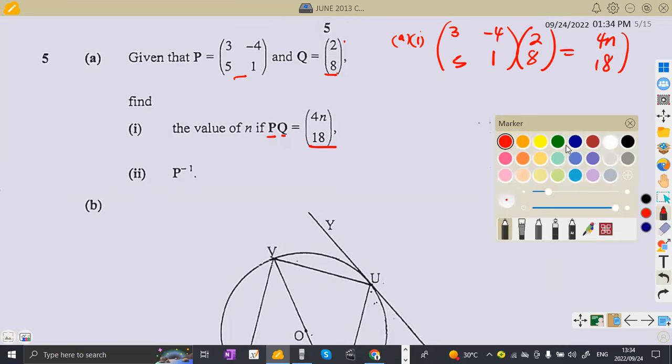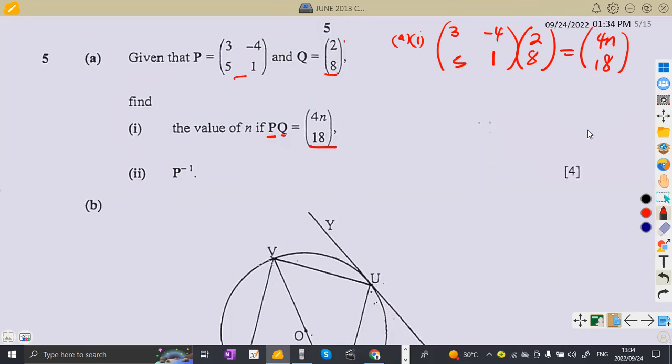This is what the question is saying. So how are we going to actually solve? Remember, for you to multiply, we need row by column. So we're going to have row by column here. Let us have the first one. It's 3 by 2, which is 6, plus negative 4 times 8, which is going to give us negative 32. So why are we adding? Because we still have numbers which are in the row and also the other number which is in the column. So that is why we have to add.